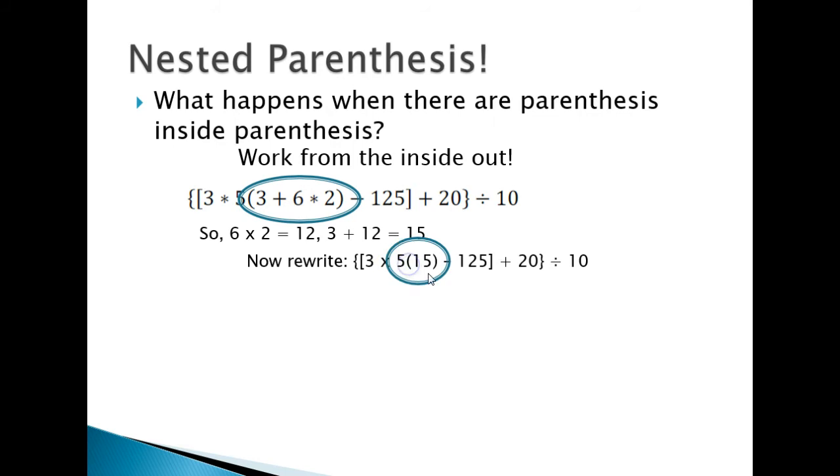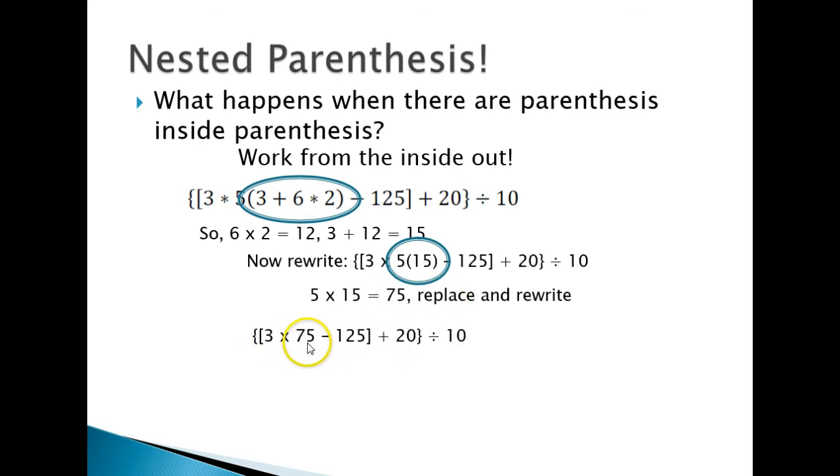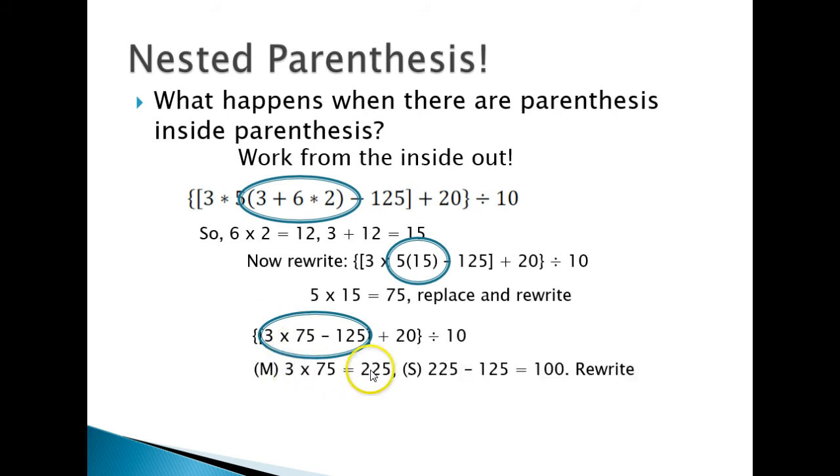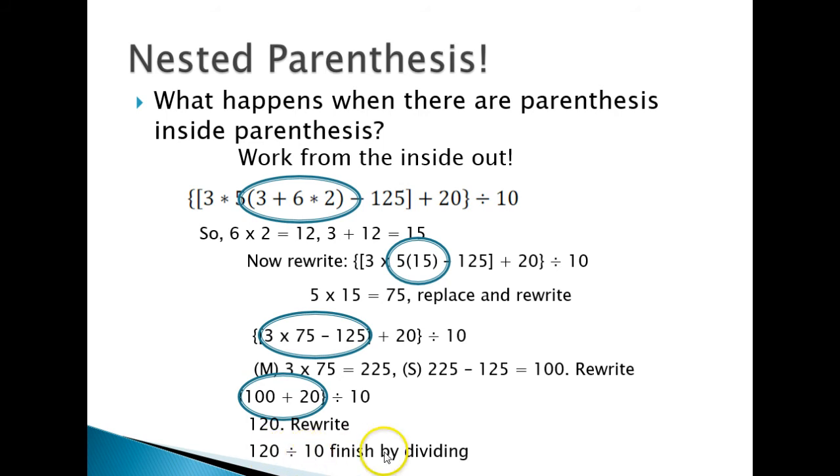I still need to finish this set of parentheses right here. So I'm going to multiply 5 times 15. 5 times 15 is 75. I'm going to replace it: 3 times 75 minus 125 plus 20 divided by 10. Again, we're going to follow order of operations inside this set of parentheses or brackets. 3 times 75, the multiply step, is 225. Then we do the subtract step. 225 minus 125 is 100. And we rewrite the problem. So 100 plus 20 divided by 10. We're down to just one set of brackets. 100 plus 20 is 120. Rewrite the problem. 120 divided by 10. Finish by dividing. And the answer is 12. And I'm sorry that that's cut off down here.